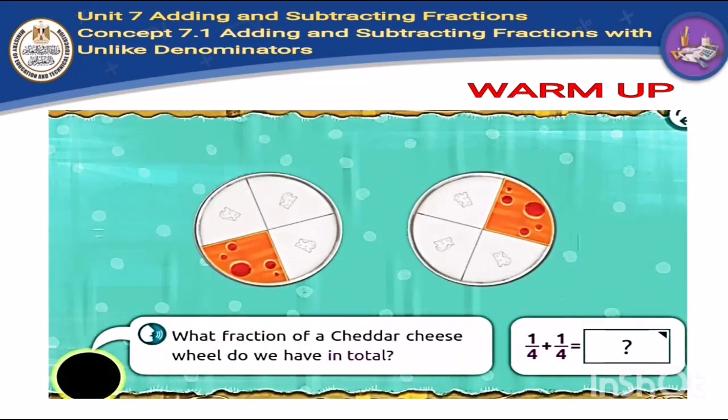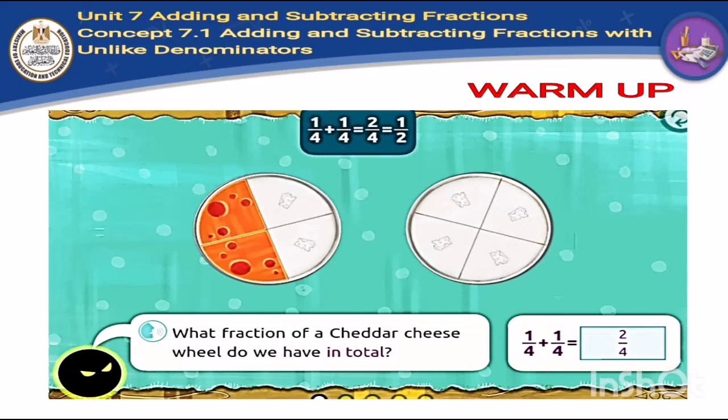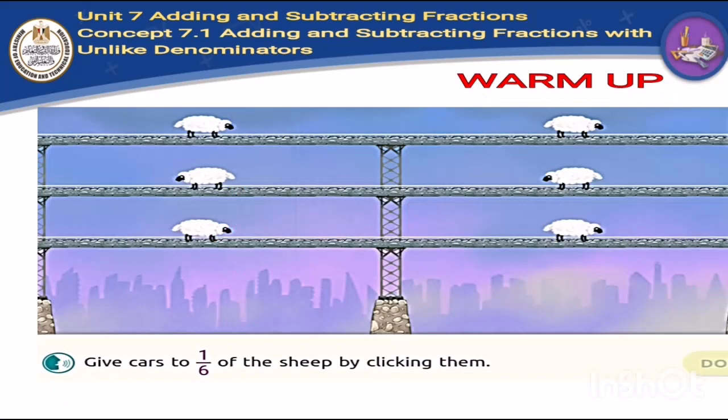This is a simple question. You can see 1 fourth and 1 fourth. What fraction of the cheddar cheese wheel do we have in total? 1 fourth plus 1 fourth equals what? Tell me in chat. Okay, excellent. 2 fourths, or 2 quarters, or half. Half the pizza.